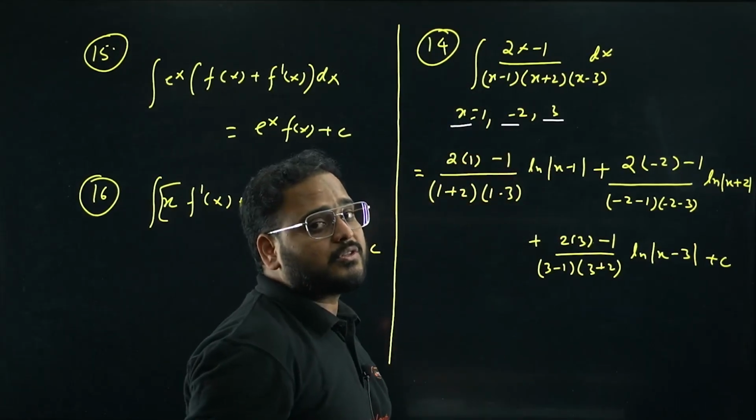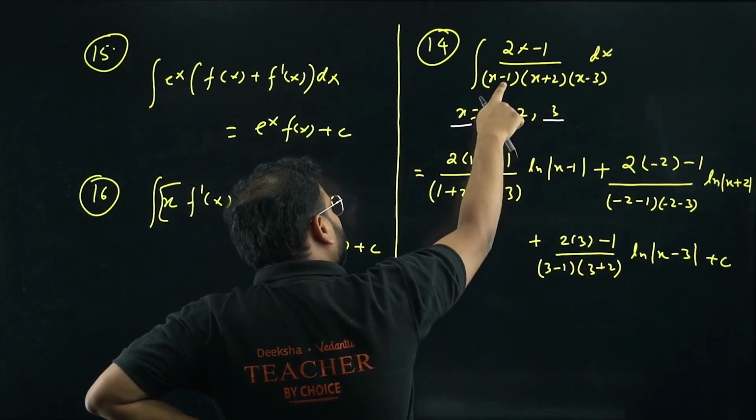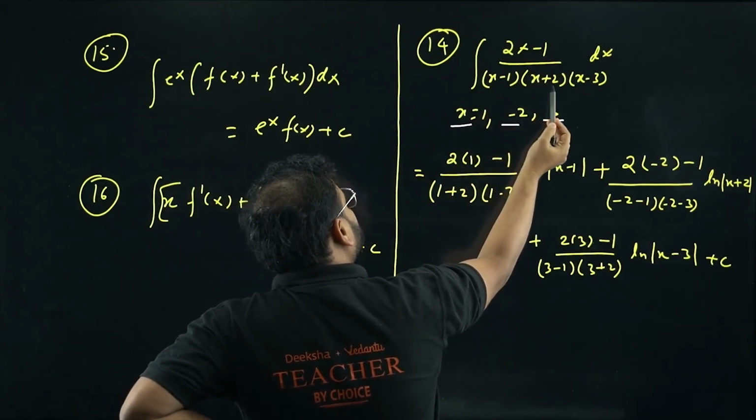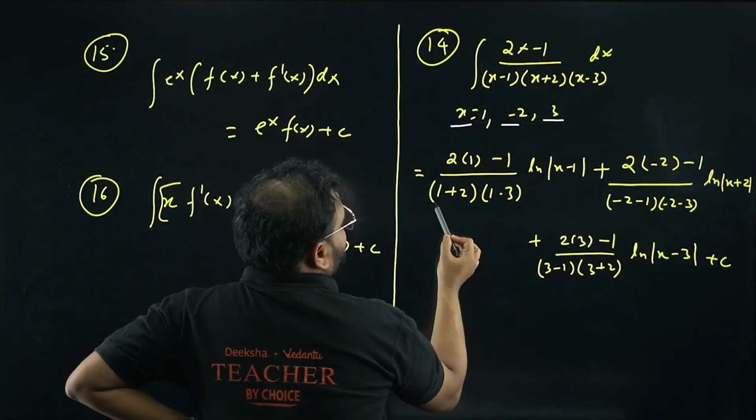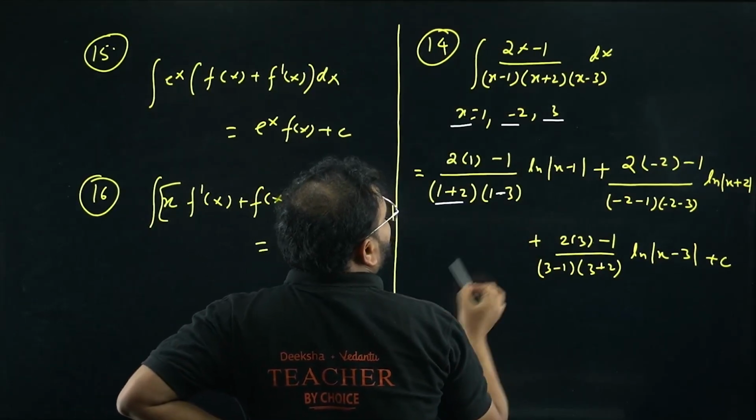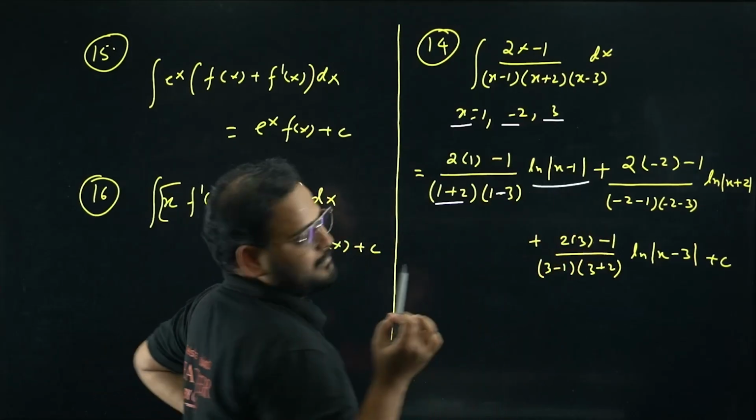Can the denominator be 0, sir? No, so ignore that part. Whatever factor is causing the 0, don't take that factor. Leave that factor out. You'll have 1 plus 2 as 3 and 1 minus 3 as minus 2. Please check. And whatever was taken out, ignored over here, write that in form of ln.